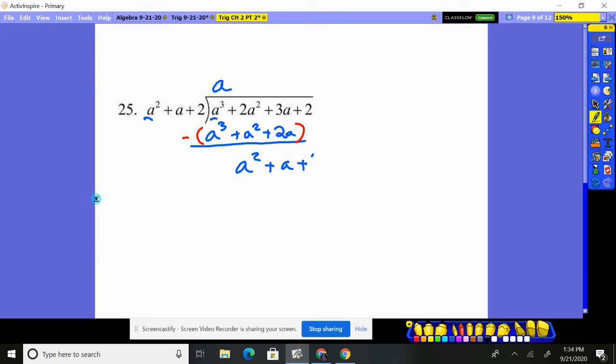I bring down my next number right here, which is 2. Start the problem all over again. A squared times what gives you a squared? A 1. 1 times a squared is a squared. 1 times the a is a. 1 times the 2 is 2. And when I subtract, whoop, no remainder.